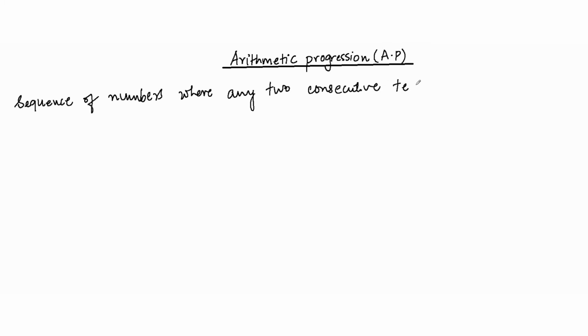This session is going to introduce you to the topic of arithmetic progressions. Arithmetic progression is basically a sequence of numbers. So let us define what an arithmetic progression is. An arithmetic progression is a sequence of numbers where any two consecutive terms differ by the same quantity.